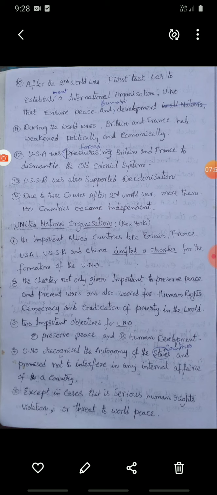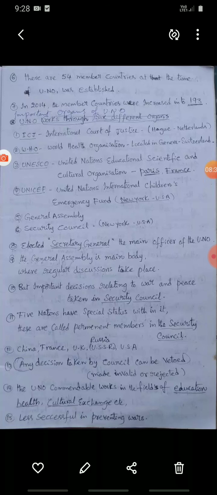There were 54 member countries at the time UNO was established. The member countries have since increased to 193.